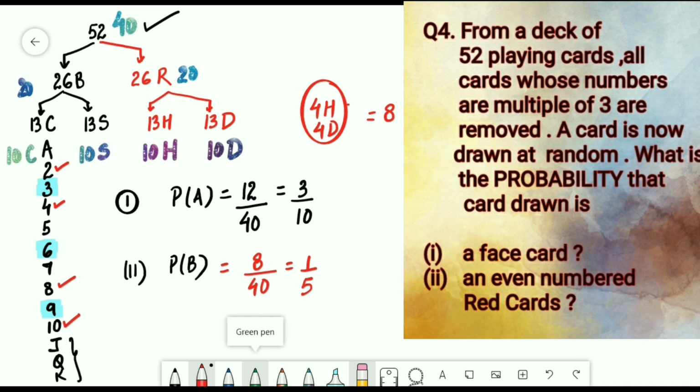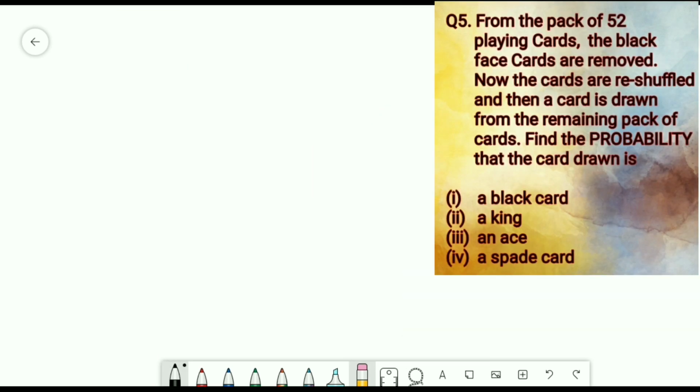Now we will solve another question, that is question number 5. Question number 5 is, from the pack of 52 playing cards, the black face cards are removed. Now the cards are reshuffled and then a card is drawn from the remaining pack of cards. Find the probability that the card drawn is. In this question we have 4 subparts, and initially we have removed the black face cards.